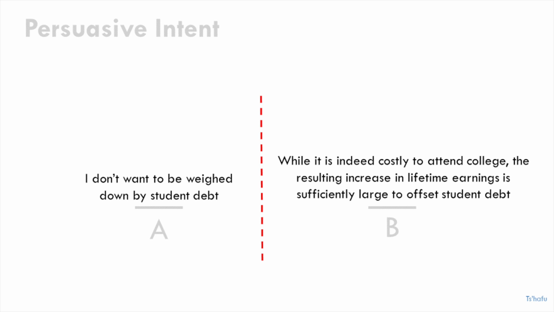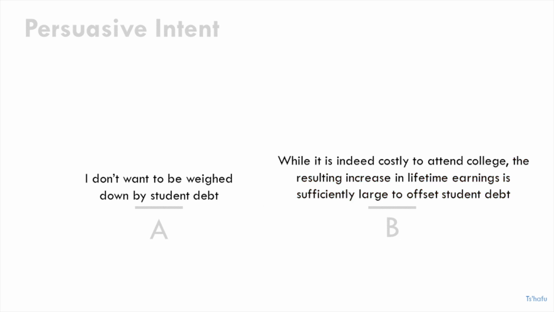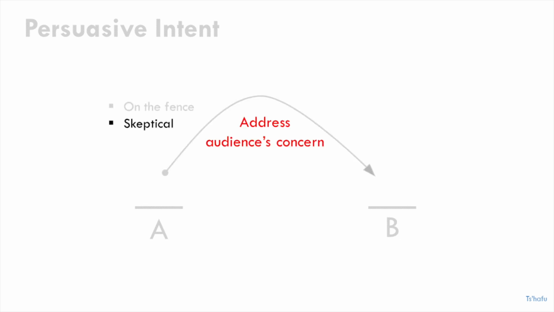Let's see what we've done here. Right here we said, while it is indeed costly to attend college, well, we again acknowledge the audience concern. And then here, saying that lifetime earnings are sufficiently large to offset student debt, we again propose a solution. And so here we're able to once again address our audience concern and take them to the destination we want to. Let's do one more from the skeptical crowd.